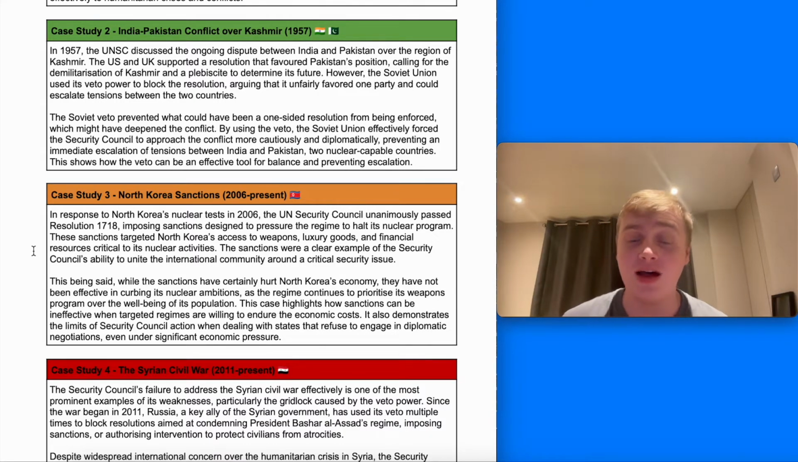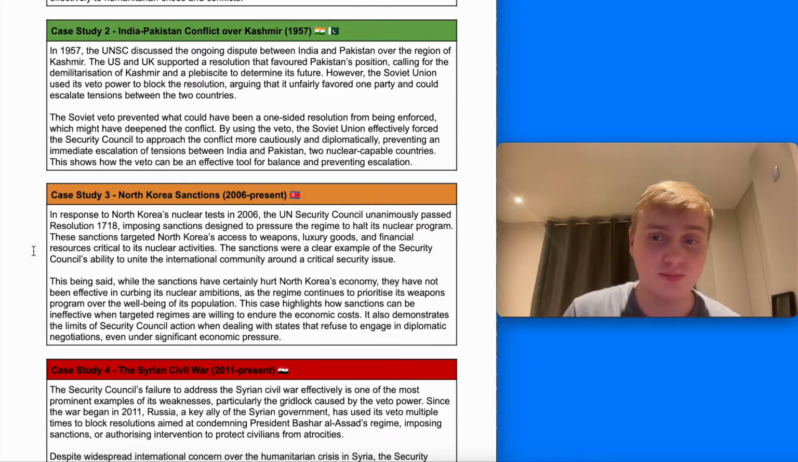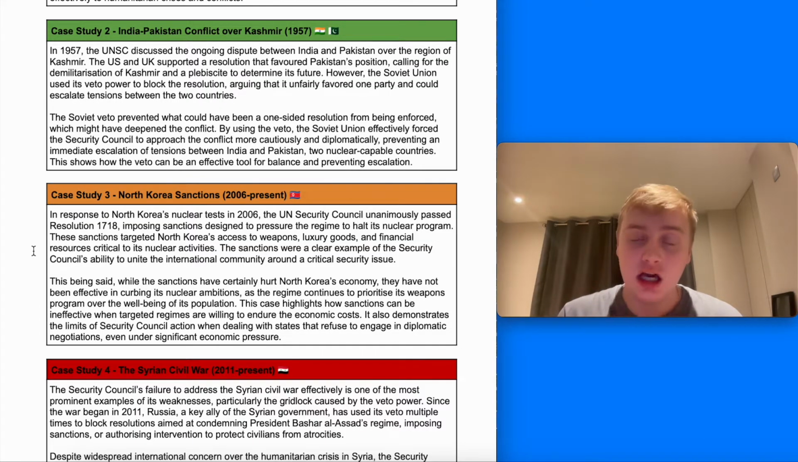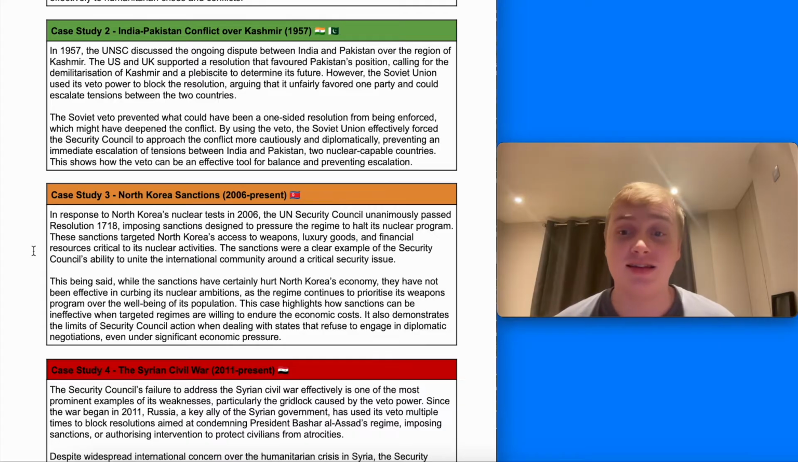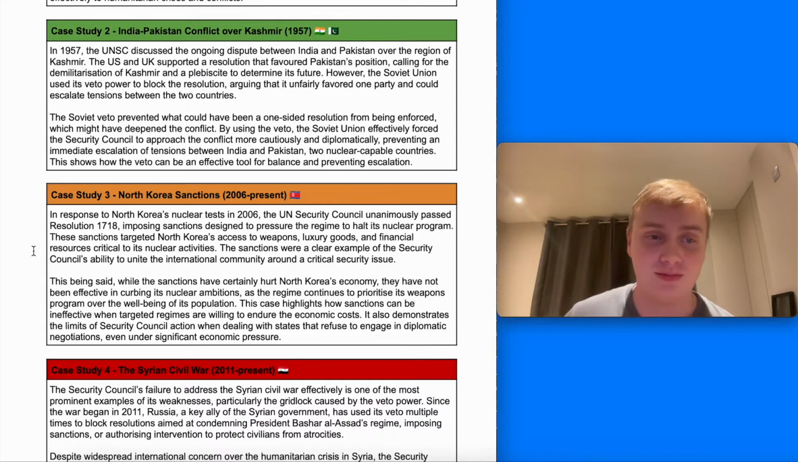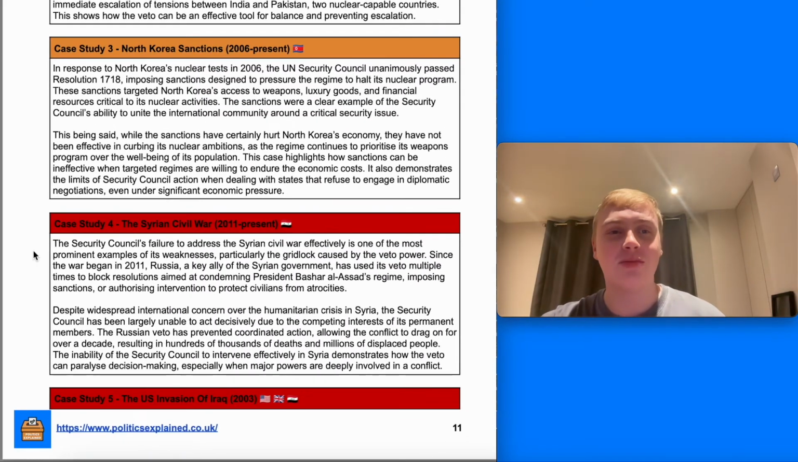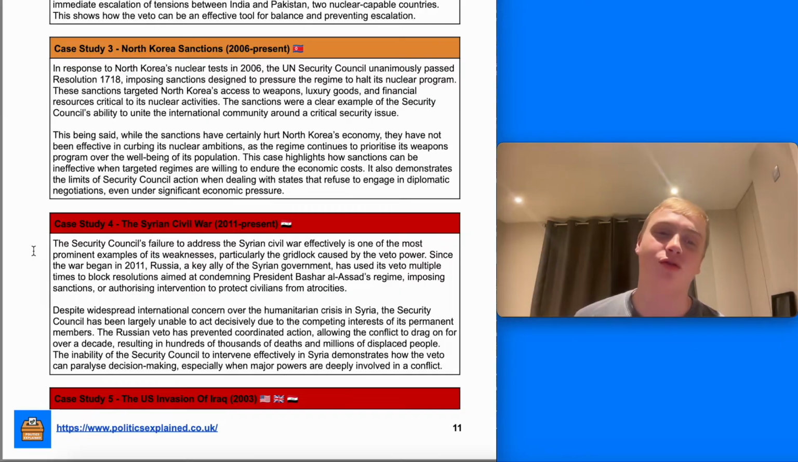So it could be argued that the fact that a veto means that no one of these powerful P5 states can be forced to do something that's against their interests can actually sometimes be good, because inaction can sometimes prevent further escalation. Case study 3 is a bit of a mix in terms of success or failure, and that's sanctions on North Korea.